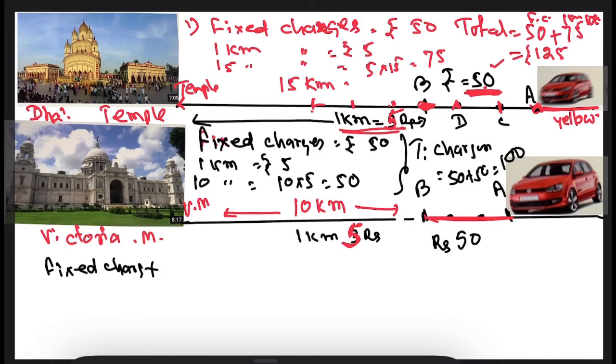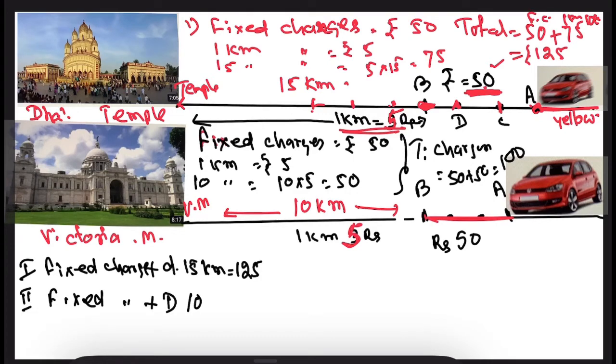plus distance is how much? 15 kilometer distance. How much he is charging? 125. Again second case, first case this is, second case he is charging same fixed charge plus distance to travel 10 kilometer, for the distance how much is he charging? 100 rupees. So we have to find the fixed charge and per kilometer, how much we have to find it out.